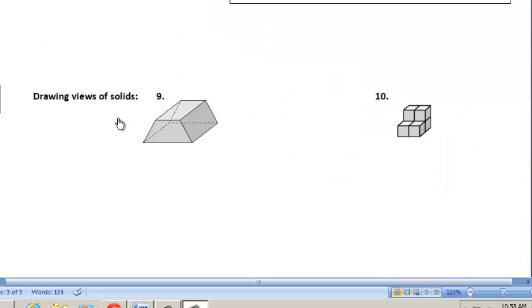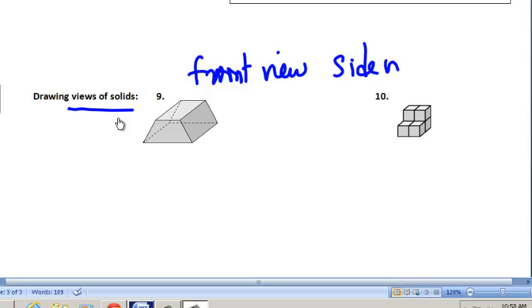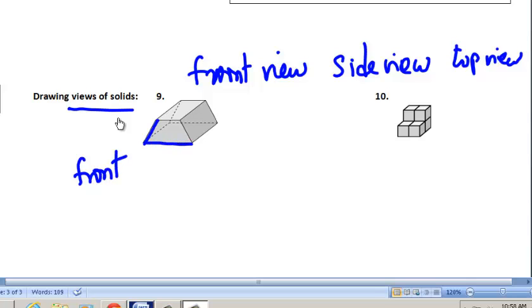All right, the last part of this lesson is to draw the views of the solids. What do you see when you look at a solid? Now, there are different views. One is called the front view, side view, and top view. These are the three views that you have to draw. Now let's do the front view. If I look at this picture, what do I see in the front? This is the shape I see in the front. So this is my front view.